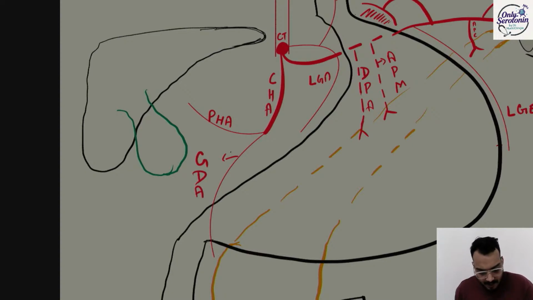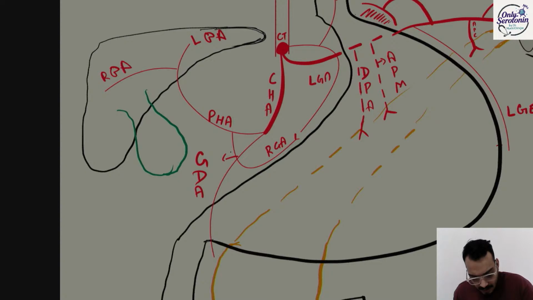What about the proper hepatic artery, guys? The proper hepatic artery is giving me 3 branches. Out of them, the first branch is the right gastric artery. Then I have the left hepatic artery. Then I have the right hepatic artery. And this right hepatic artery is giving one branch. This branch is my cystic artery.